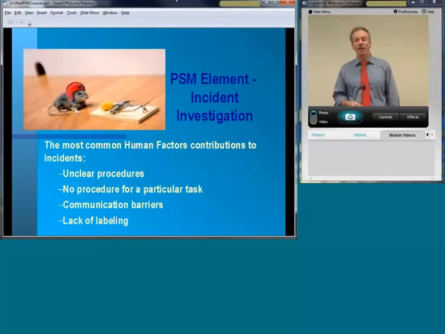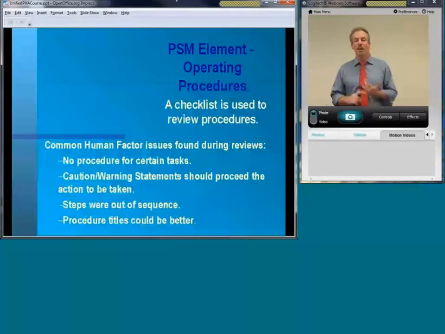Other issues associated with operating procedures, again: not having a procedure, not having caution and warning statements properly in the procedures, step sequence, having procedure titles that don't really match what's being done. And also, we find this a lot, procedures that don't really match what the operator is doing in the field. The procedures should capture operational best practices and be used as a basis for amplifying those best practices and carrying them through for all personnel. And these are things that you need to be looking for during the course of the HAZOP study.